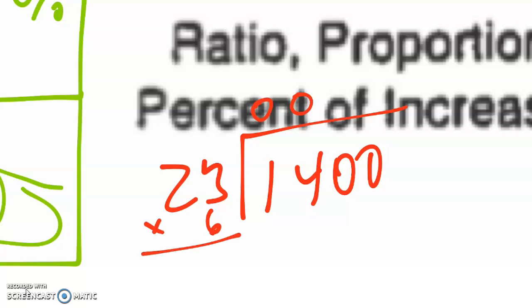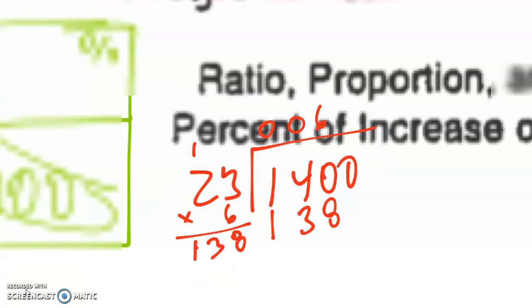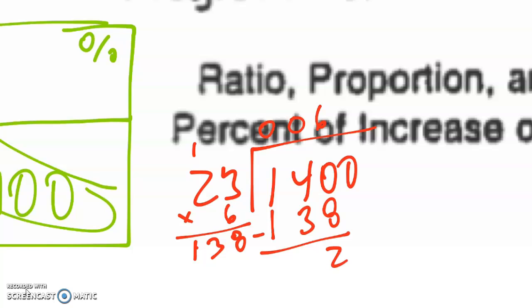Just guess and check. 6 times 3 is 9. No, it's not. What am I doing? It's 18. Sorry. 6 times 3 is 18. 6 times 2 is 12. 13. There we go. 38. That was 6. Subtract. Got 2. Bring down that 0. Got 0. And add a decimal. Add it in your answer as well, your quotient. And we're going into 200.